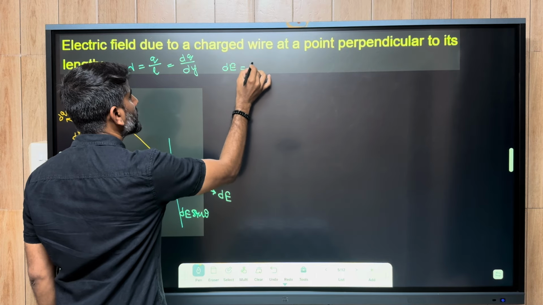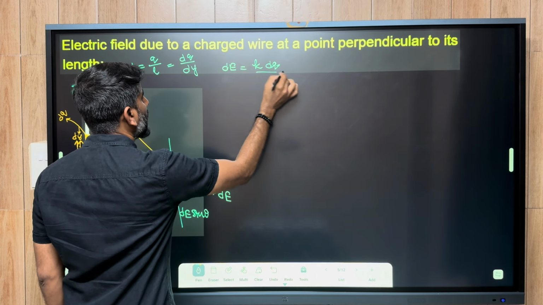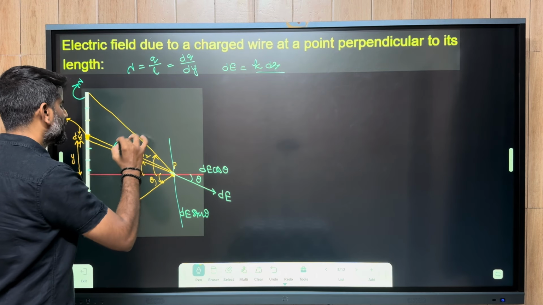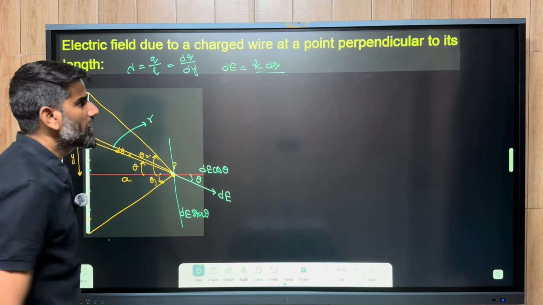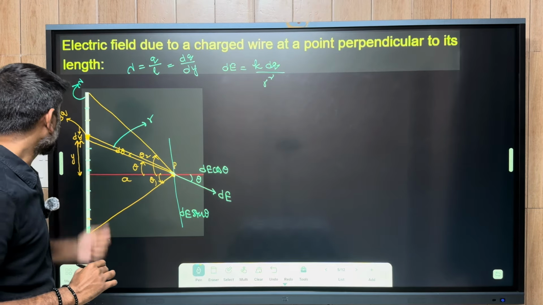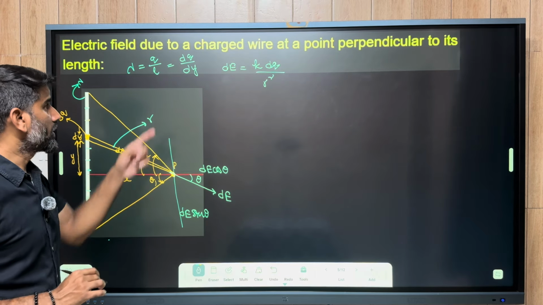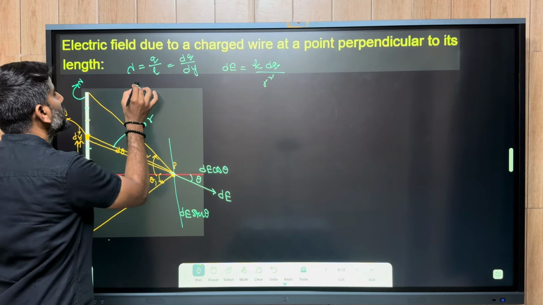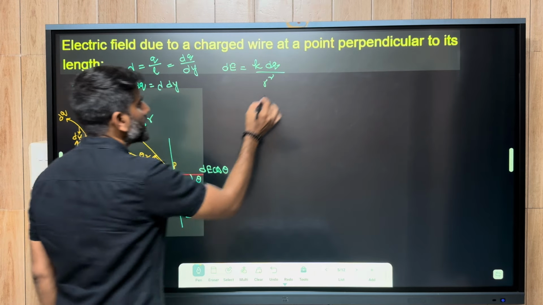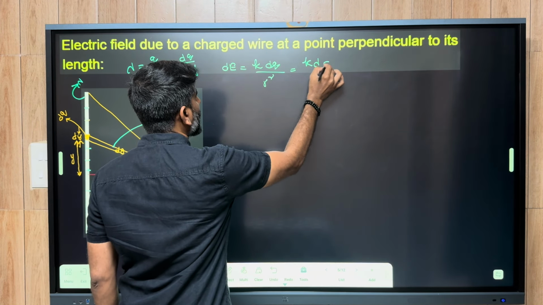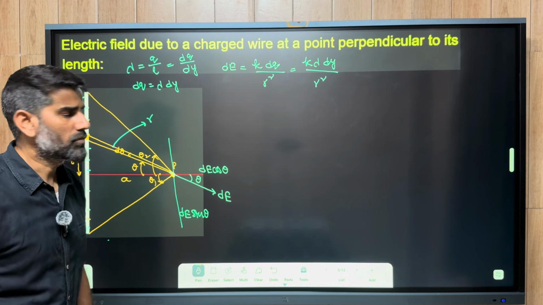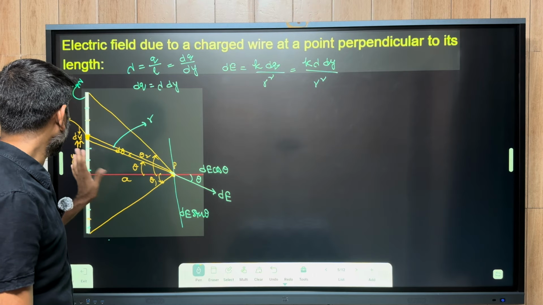dE is equal to k dq by distance squared. Let us suppose this distance is r, so r square, right? Now what I'm going to do is find this r, and I know dq is equal to lambda dy. So I can write k lambda dy upon r square. I don't know r, but I can find r in terms of known quantities like a and y.